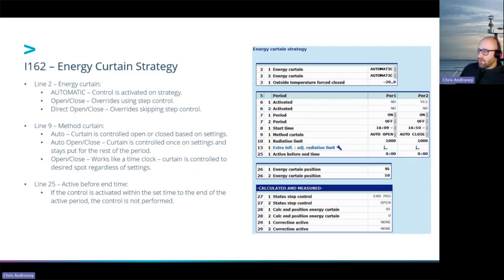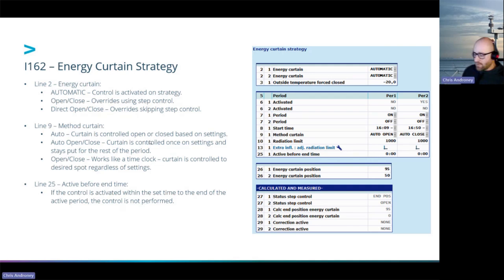If you use auto open or auto close, the curtain is going to be controlled once based off of the settings, either open or close, whatever you have it set to, and then it's going to stay there for the rest of the period. So basically you're giving it one action, either open or closed. Example, if you want to close the curtain for the night, but you want it to close on its own based off the automatic settings, you can set it to auto close. It's going to wait. Once those settings become true for the curtain to close, then it'll close and it'll stay closed for the remainder of that period.